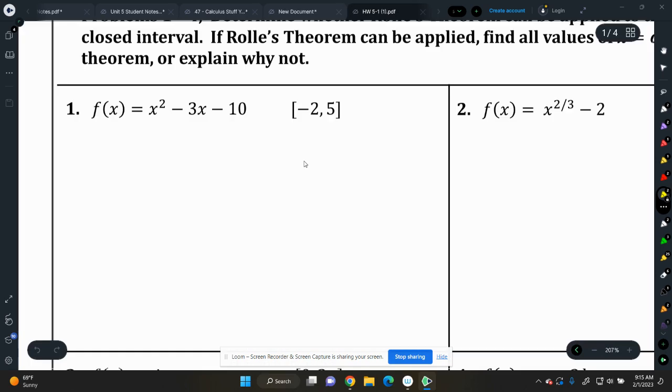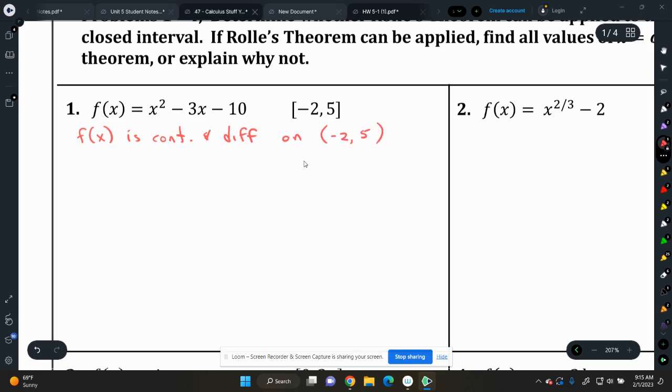So first one, determine whether it can be applied. If it can be, find the value c that satisfies the theorem. Okay, so is f of x continuous? Yes. Is it differentiable? Okay, f of x is continuous and differentiable on the interval -2 to 5.